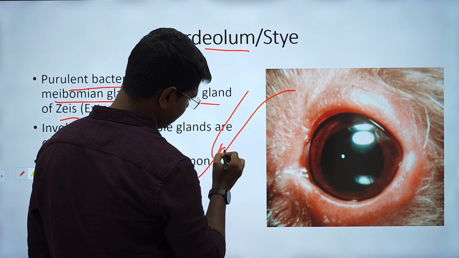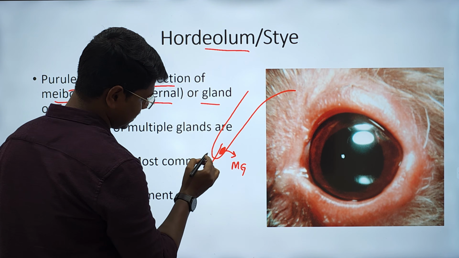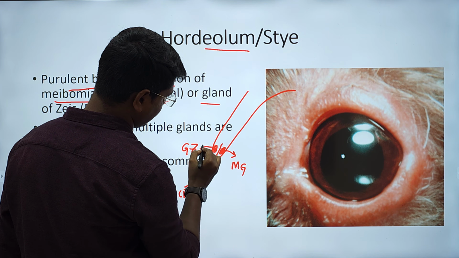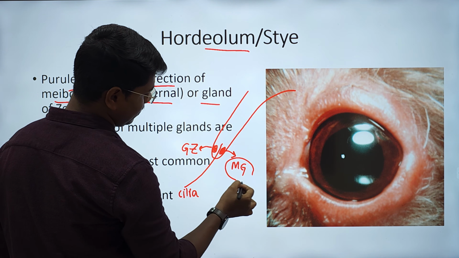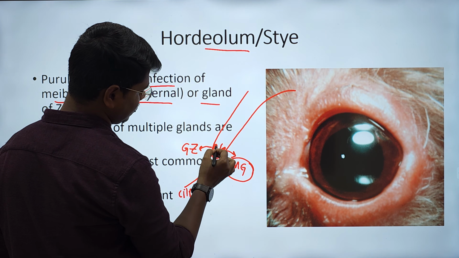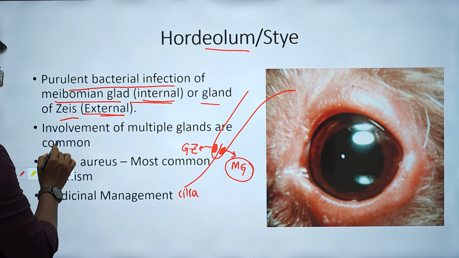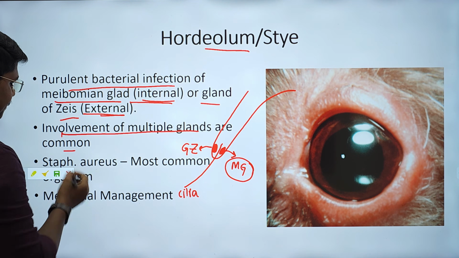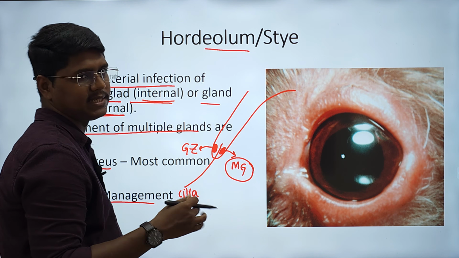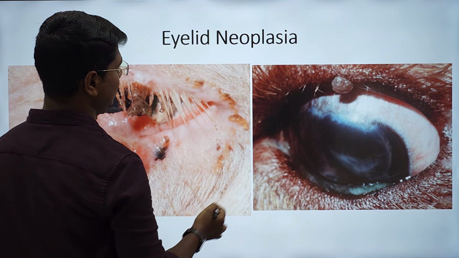Now towards the inner side there will be the meibomian gland. But towards the outer side there is another gland. This is the gland of Zeis. So whenever the meibomian gland is infected, then it is internal hordeolum. When the gland of Zeis is affected, then it is external hordeolum. Okay, internal and external hordeolum. Involvement of multiple glands is common. Most commonly it is Staph aureus infection, and it is mostly managed by medicinal management rather than surgical management. Okay, the hordeolum or sty.